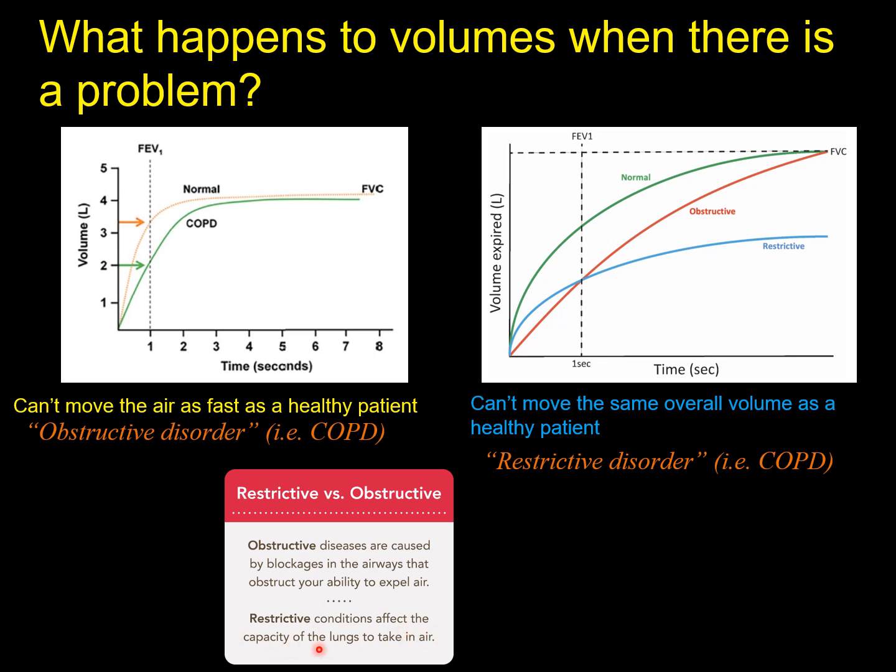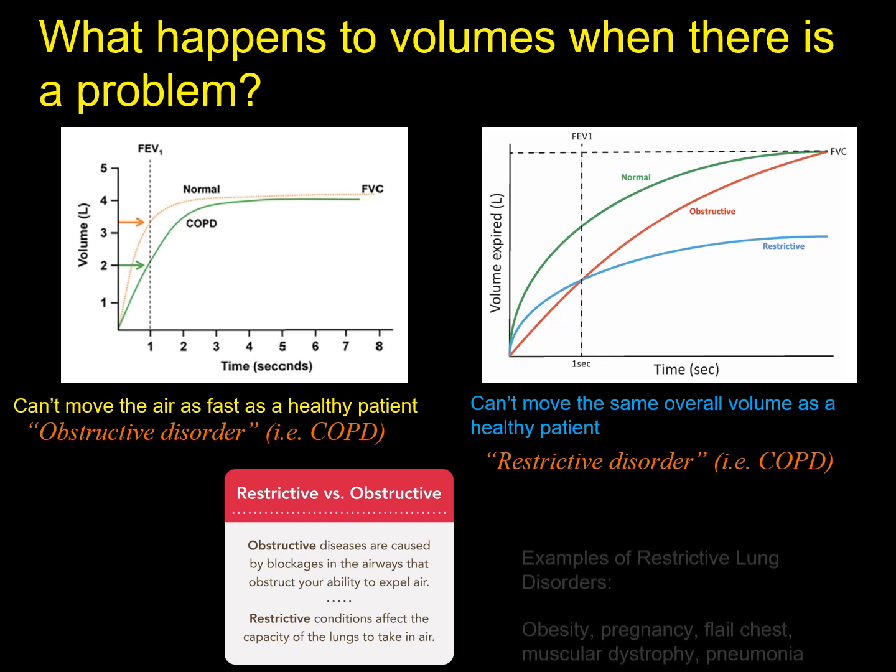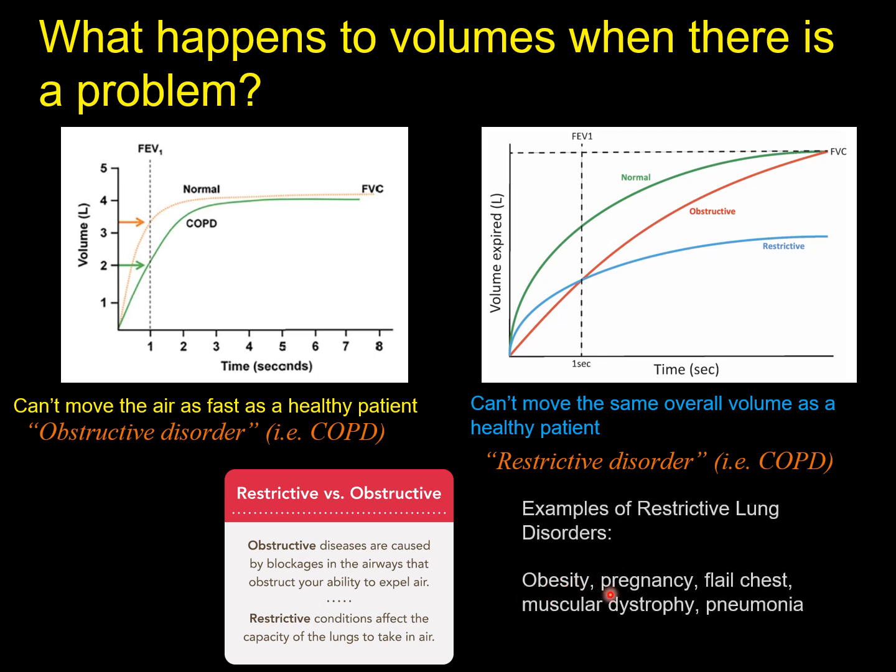Restrictive affects the capacities, the ability of the lungs to take in air at all. Let's look at some examples of some restrictive disorders. Obesity, for instance. Somebody who is morbidly obese, significant obesity, leads to loss of overall volume in the lungs. Pregnancy, you don't ever think about that, but as that fetus is developing in utero, it's taking more space, which means that the diaphragm can't move down as well as it could outside of pregnancy. So pregnancy is a common cause of what we call restrictive disorder.